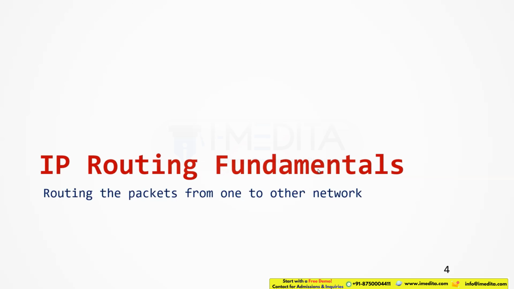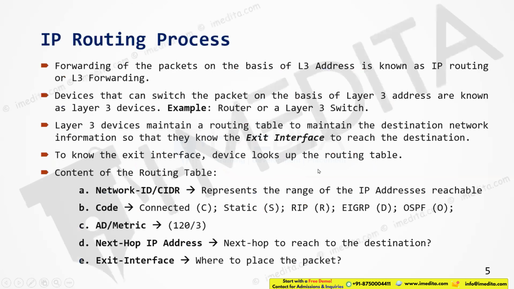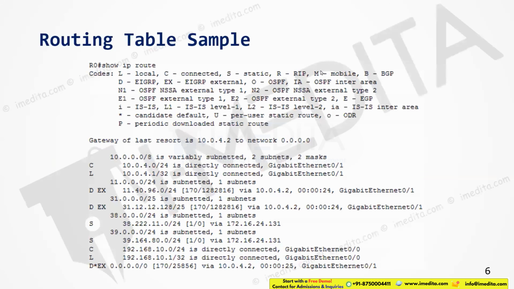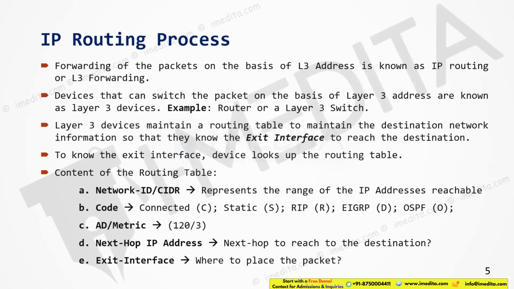So when it comes to routing, what exactly is routing? Routing is basically a process of forwarding the packets based on the layer 3 address. Layer 3 address, that is the IP address. Forwarding of the packets based on the layer 3 address or IP address is what we refer to as routing, also known as layer 3 forwarding.